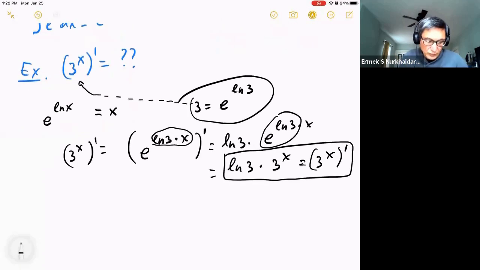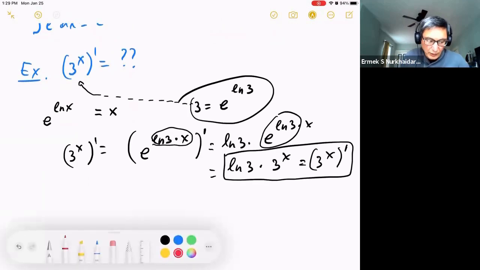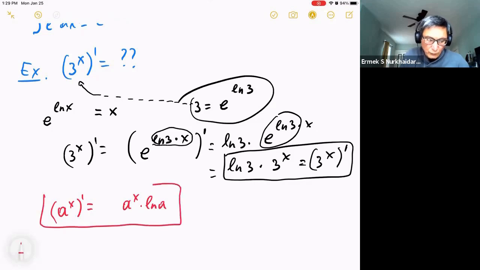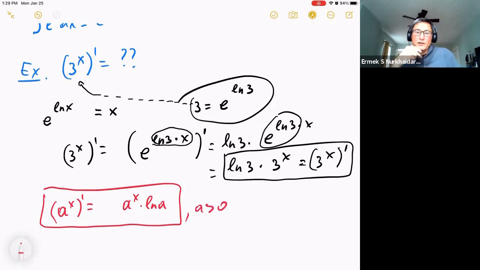So that's going to be our answer for the derivative of 3 to x. If you like, you also can write that more generally as a formula: the derivative of a to x equals a to x times natural log of a. And the proof will go exactly the same way as we did with 3. All you have to do is substitute a instead of 3. And don't forget, we always assume here that a is positive.